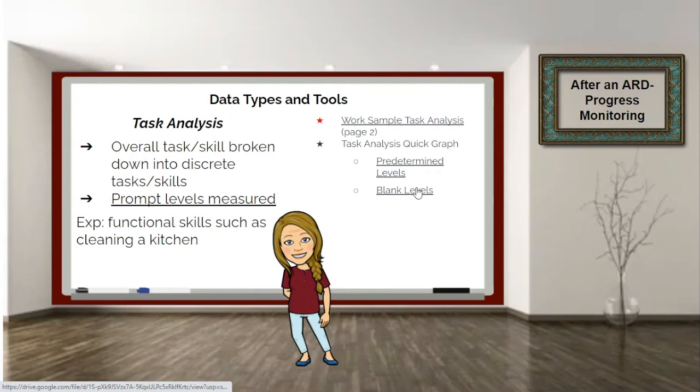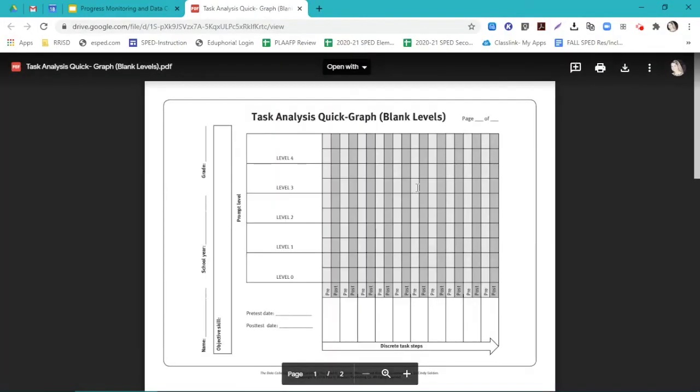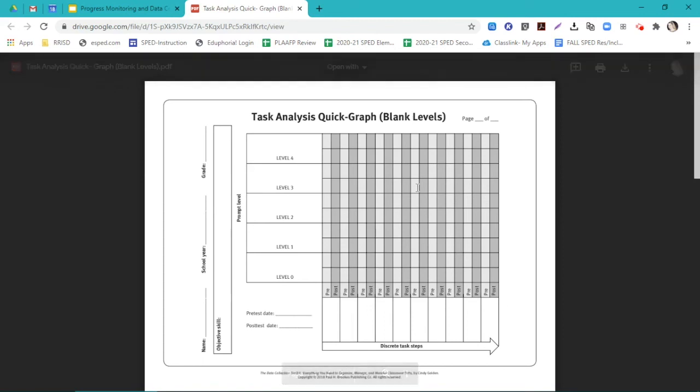On the blank levels template, you are able to enter your own levels and a description. This can also be used as a quantitative rubric and does not have to be used with just prompt levels. If using it for a rubric, the discrete tasks might be the different parts of the writing process or steps in a process to solving a word problem for math.